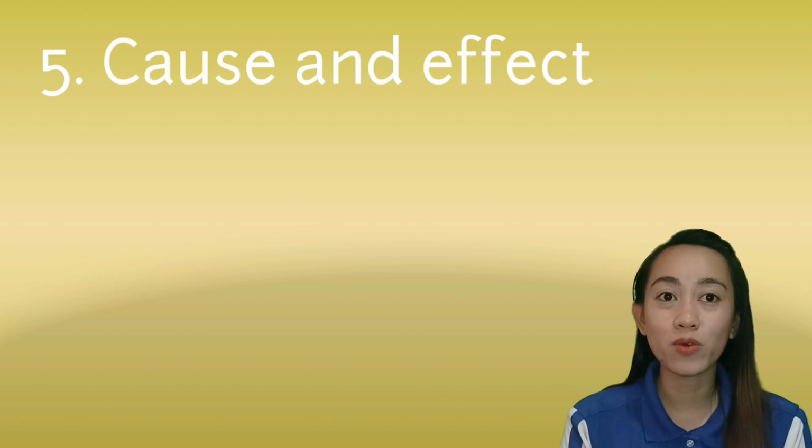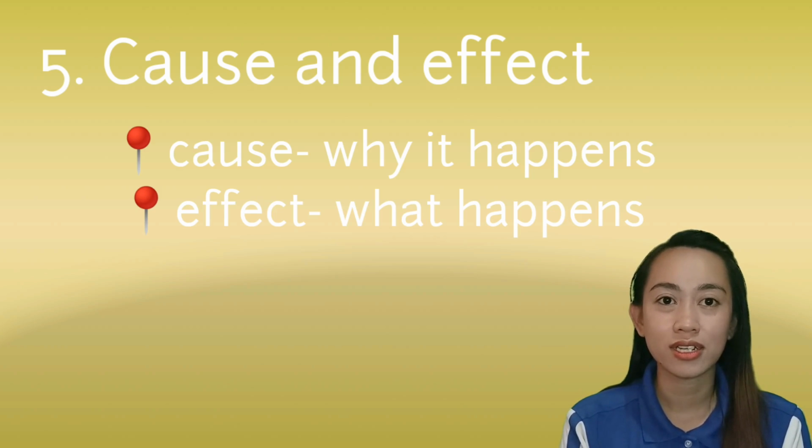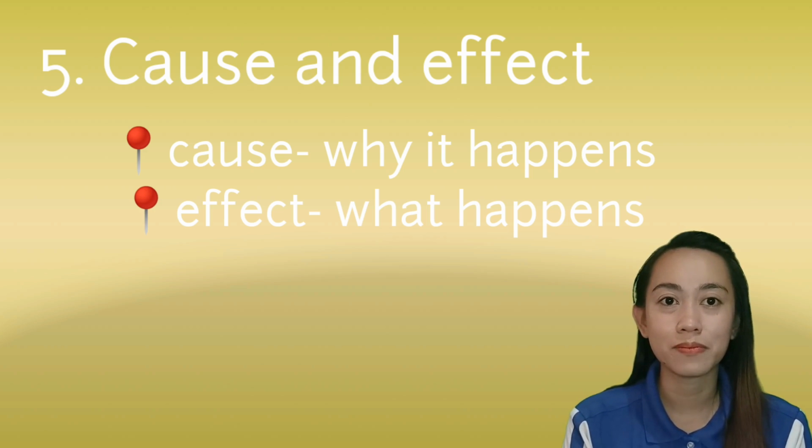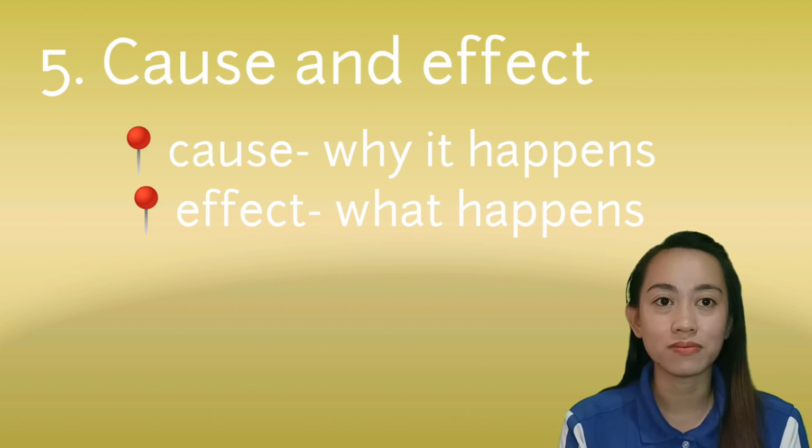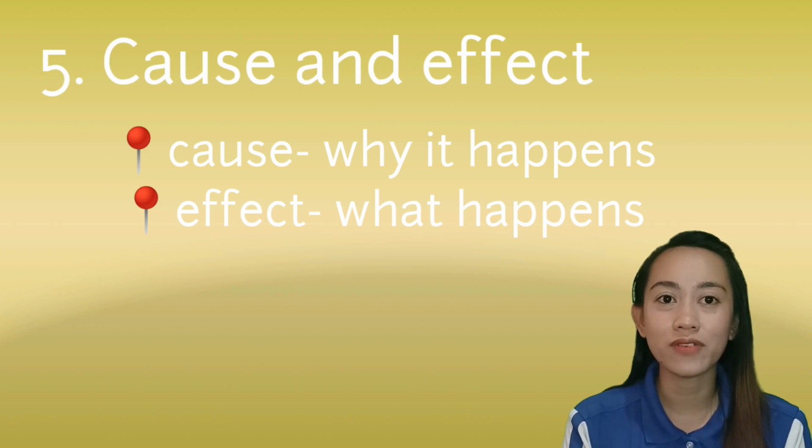Number 5, cause and effect. A cause is simply why something happens, and an effect is what happens. Together, they can be used as a pattern of development in writing. With the cause and effect pattern, the writer can explain how an event or action leads to another. The following words can be used to signal cause and effect.